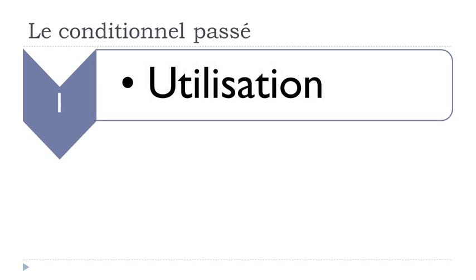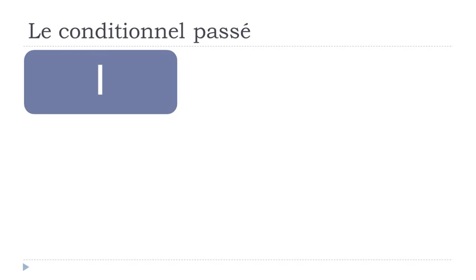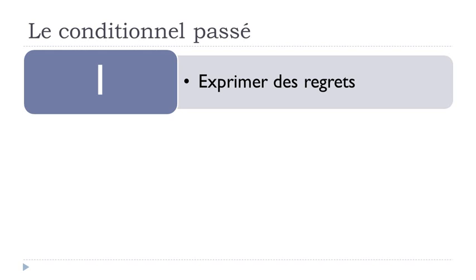And then the first thing that we'll see in this lesson is l'utilisation. Okay, so when do we use this conditionnel passé form? And the second thing that we'll work on is la formation, so the way we make or build it. Okay, so let's start with the first one. So utilisation. Okay, and then the first use that we will have for this conditionnel passé, it's to express regrets. Exprimer des regrets. Okay, so that's one of the first uses, let's say.